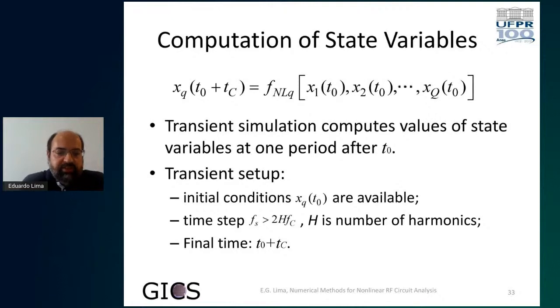To compute the values of the state variables after exactly one fundamental period, the shooting method performs a transient analysis with a fixed duration. In such transient analysis, the initial conditions at time T0 are available. The time step must be set to a value that complies with the Nyquist criterion and takes into consideration all the desired harmonics of the fundamental frequency. The final time of the transient analysis is always T0 plus Tc, which means that the transient always has a duration exactly equal to the fundamental period Tc.